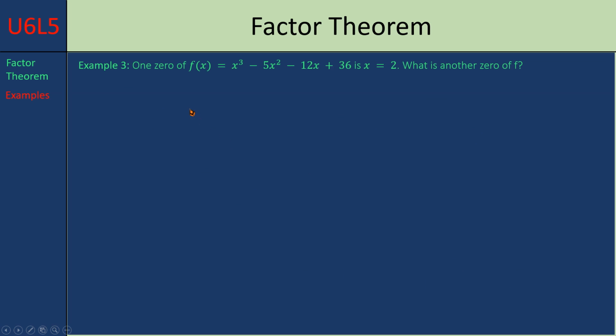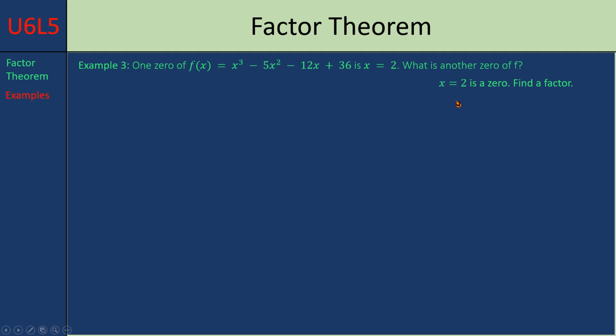One more example here. They tell you one zero of this is x equal to 2. What is another zero? Okay, they give you a zero of this function. x is equal to 2 is a zero. What does that even mean? So if they tell you x equal to 2 is a zero, you have to use that to find a factor. What you want is to make this equal to 0.